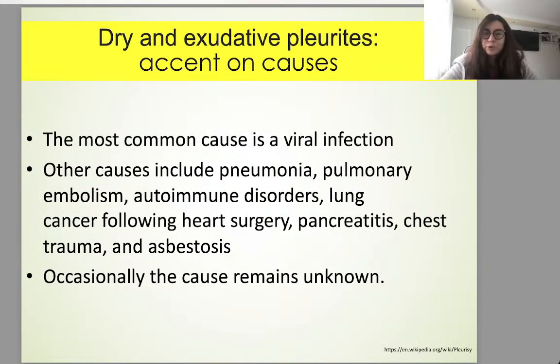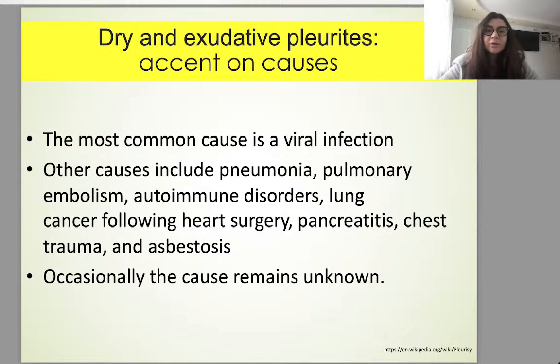What about causes? The most common cause is a viral infection, not bacterial. You remember that pneumonia is a mostly bacterial disorder. It can be viral, but more rarely than bacterial. For pleuritis, it is the opposite relation. Mostly it is caused by viral infection.